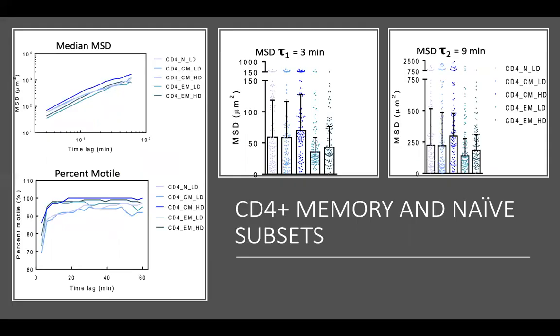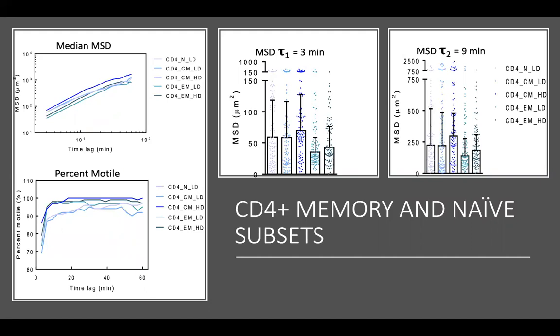Of the CD4 subsets, this is showing the effector memory and the central memory. The CD4 positive T cells in the central memory condition in high density were the most motile overall. And you see of all the different T cell subsets, the high density condition were the most motile in general.